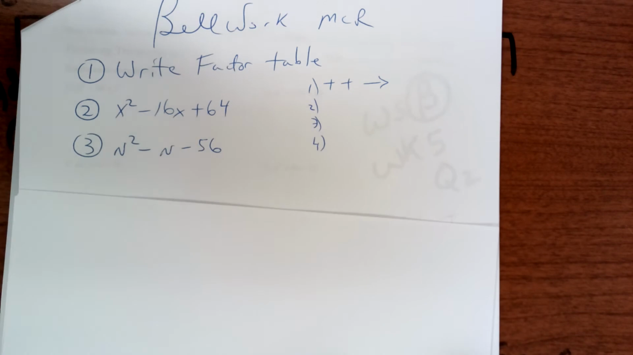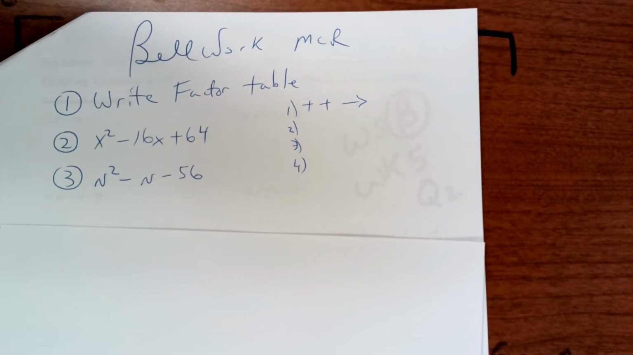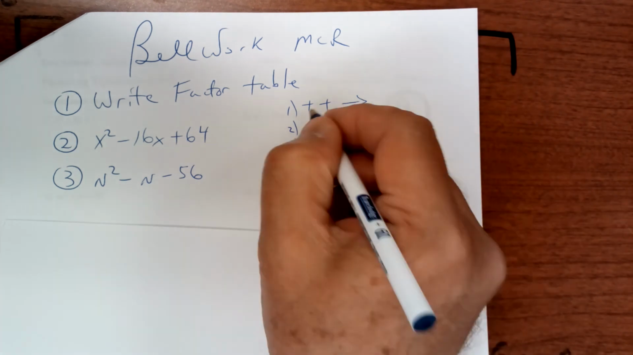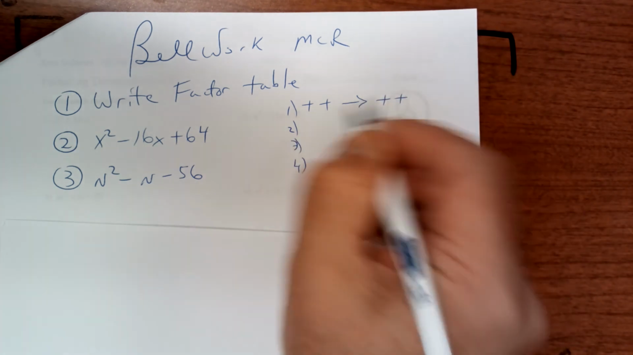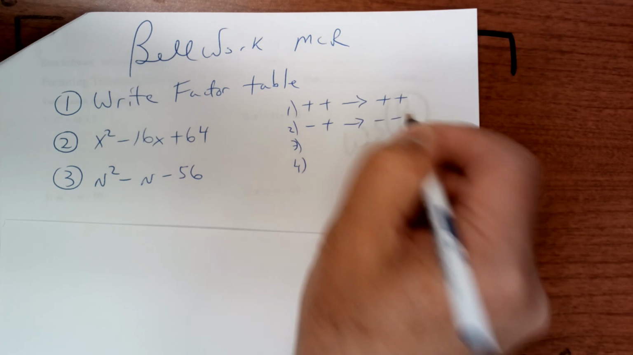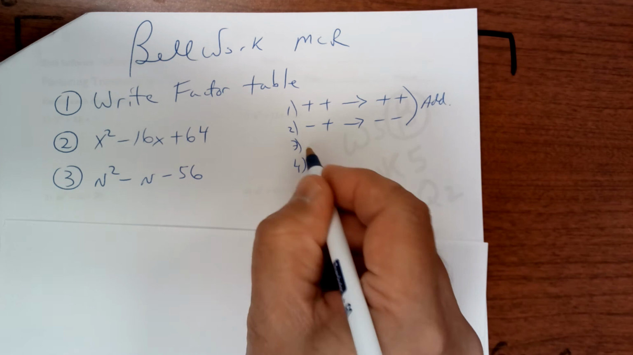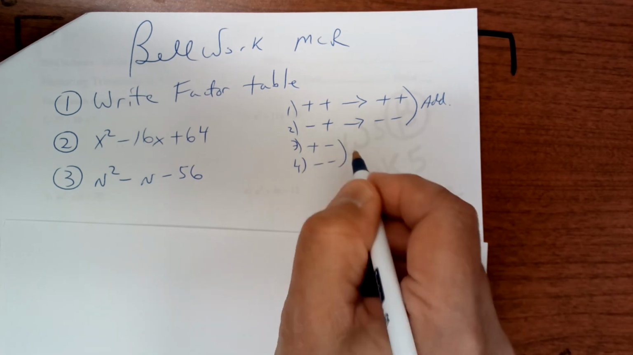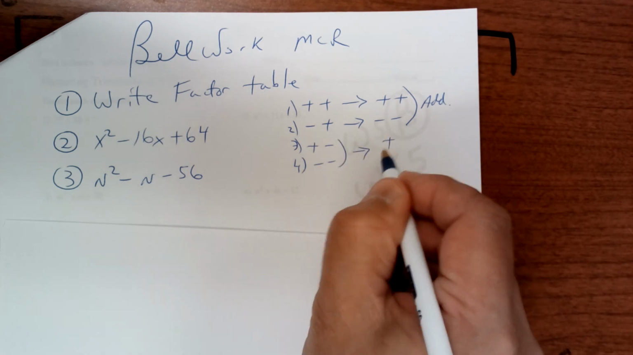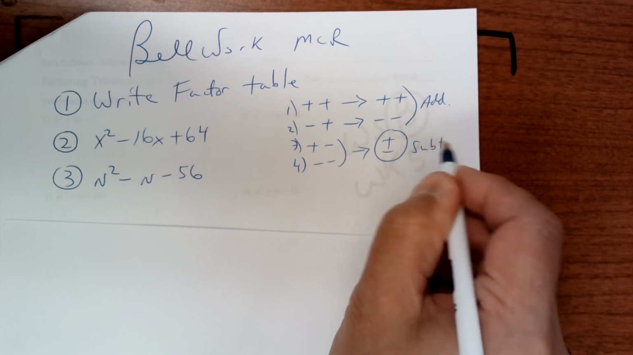So MCR class, we're going to factor these. And let's fill out this table here. So a positive and a positive will be 2 positives. A negative and a positive will be 2 negatives. Either one of these you're going to add. A plus and a minus and a minus and a minus. Either one of these will be a plus and a minus, and that is subtract. Make sure you know these rules.